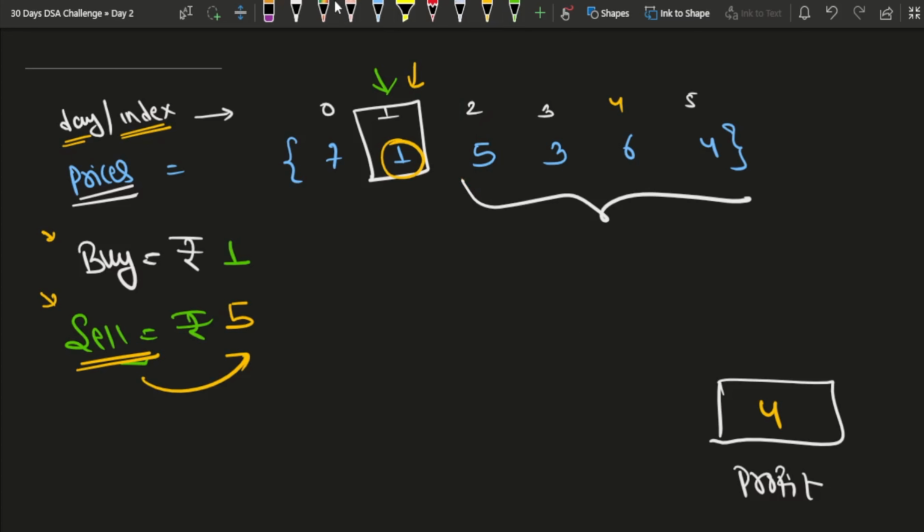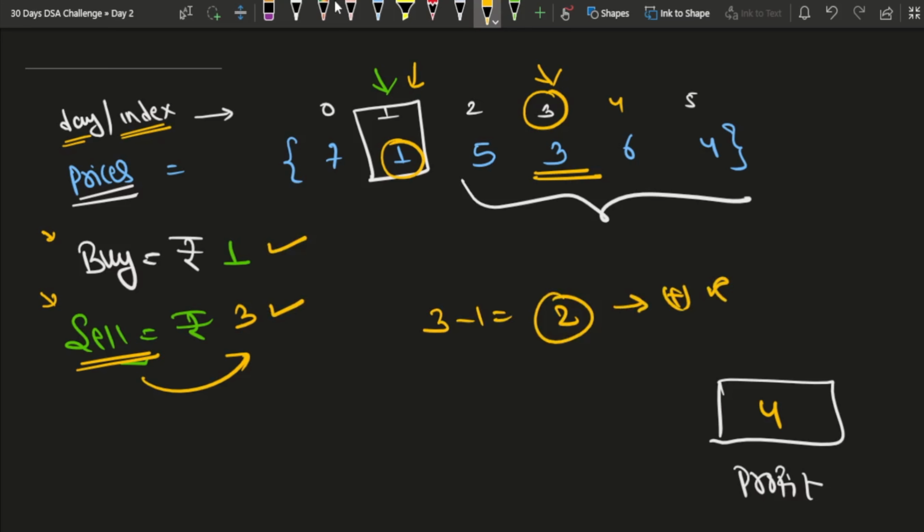Now instead of selling the stock on day number 2, if I decide to sell the stock on day number 3, then how much money will I get? I'll get 3 rupees. Again, let's calculate the profit. Profit is sell minus buy, that is 3 minus 1, which will give me 2. 2 is again a positive number. What does it signify?